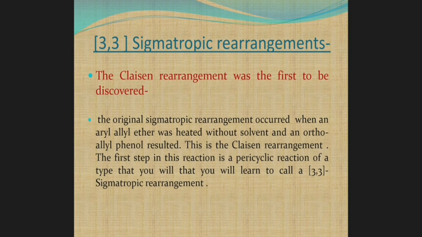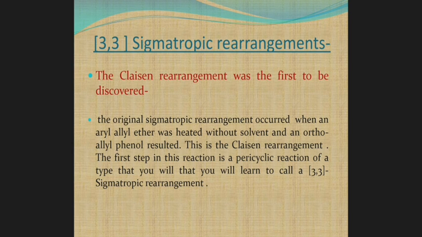Now, the main topic I will discuss is the 3,3 sigmatropic rearrangements. The Claisen rearrangement was the first to be discovered. The original Claisen rearrangement occurred when an aryl allyl ether was heated without solvent and an ortho-allyl phenol resulted. This is the Claisen rearrangement.